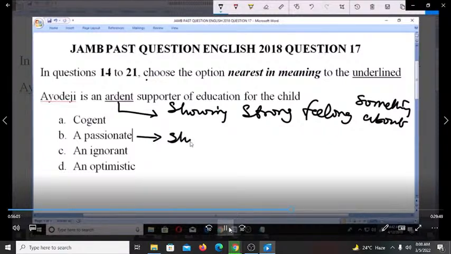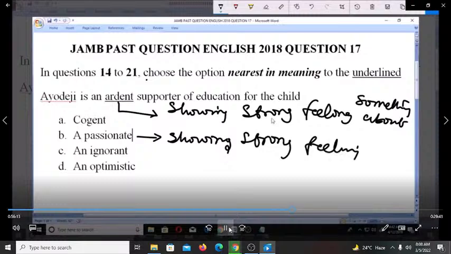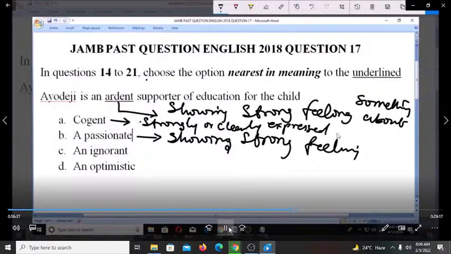You can see, so both of them are having the same definition. That means they are the same thing, strong feelings about something. But when you say the word cogent, cogent simply means strongly or clearly expressed in a way that influences people, or in a way that influences what people believe. So you express something in such a way that it will influence people's way of thinking.